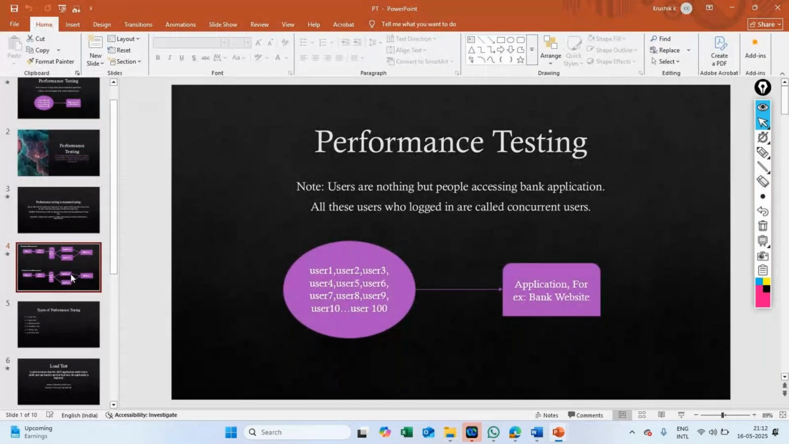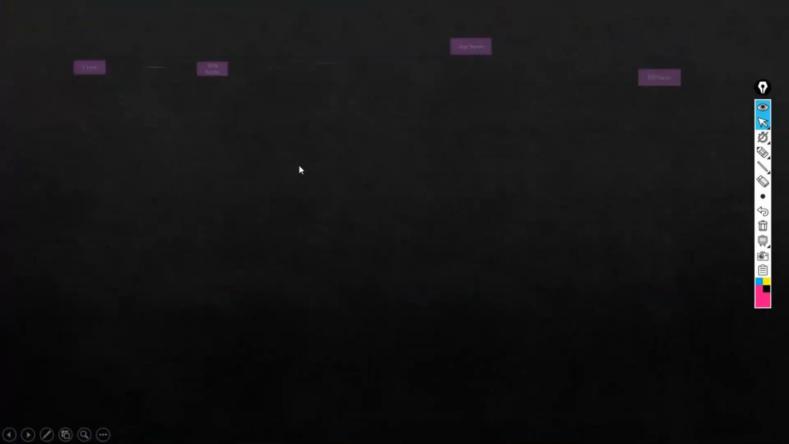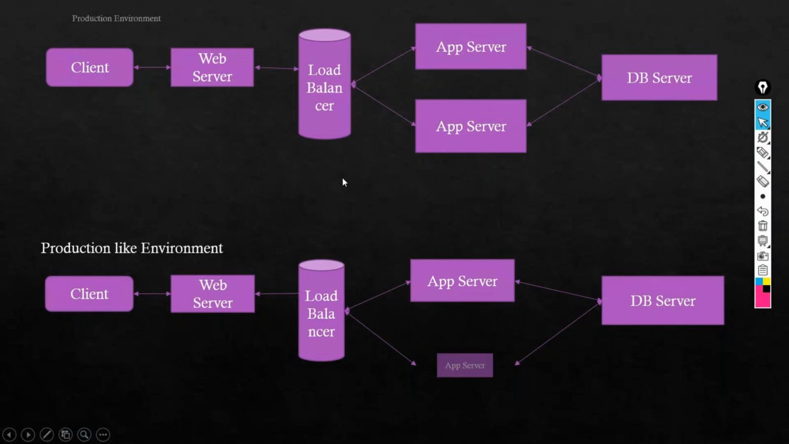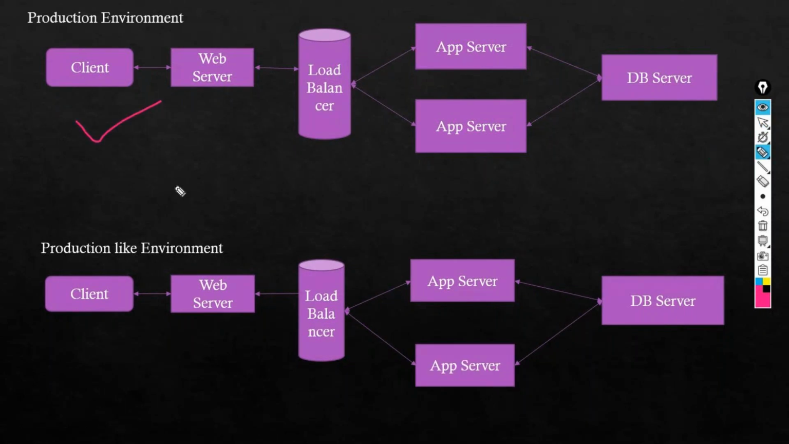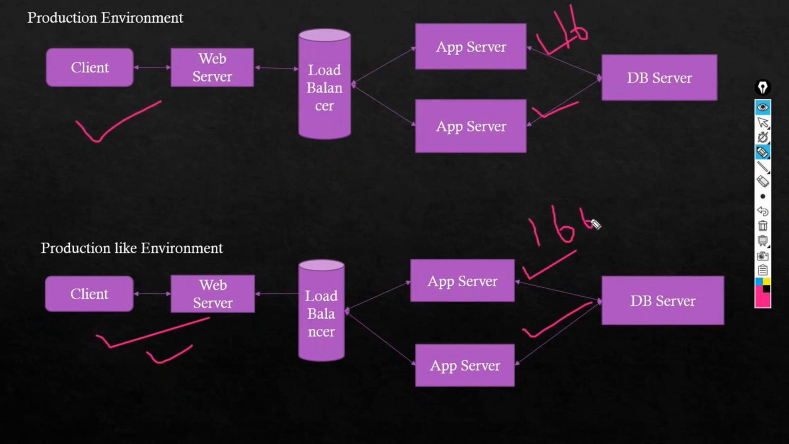If you see this slide, this one is the production environment, and this is the production-like environment. That means if in production you have two app server instances, then in the production-like environment, that is the stress environment, you also need to have two application server instances. In production, if you have 16 GB RAM, here also you need 16 GB RAM. So the infrastructure should be the same in both production and the performance testing environment. Then only you can give accurate results.